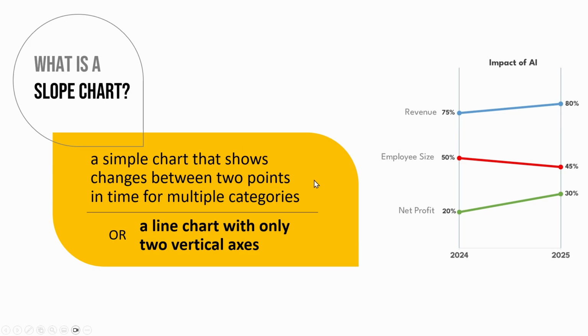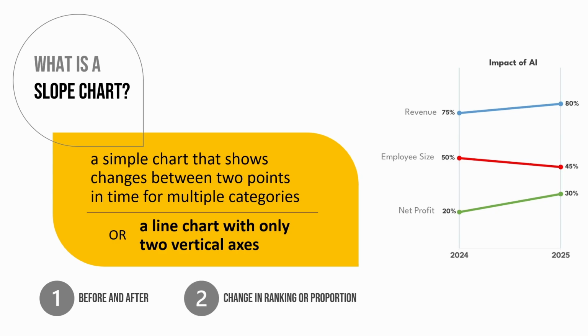When to use this chart? First, when you want to compare something before and after, like in ad effectiveness studies, when you ask people about their preferences first, then you show them your ad, and then you ask them again if their preferences have changed. So that's before and after comparison. Then you could also use this chart to show changes in ranking or proportions like you see in this chart here. And finally, we can highlight winners and losers with this chart.